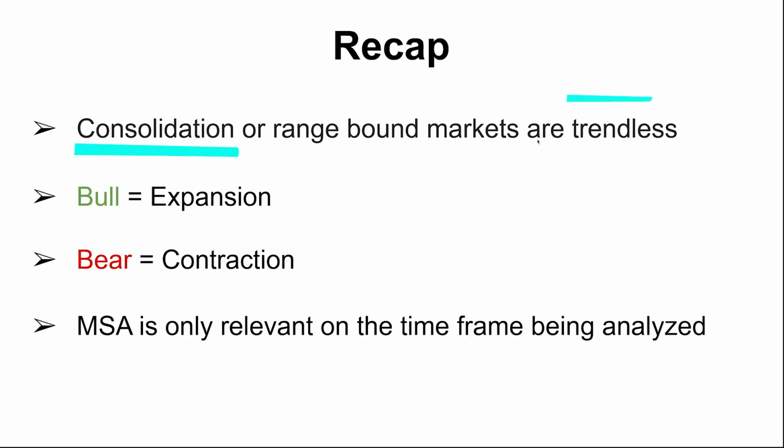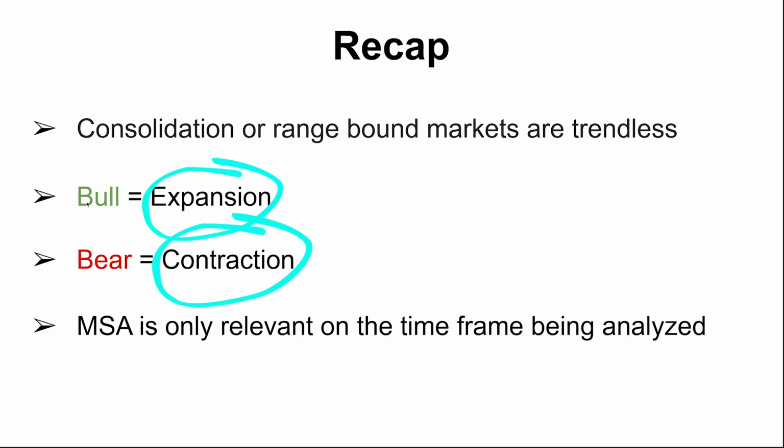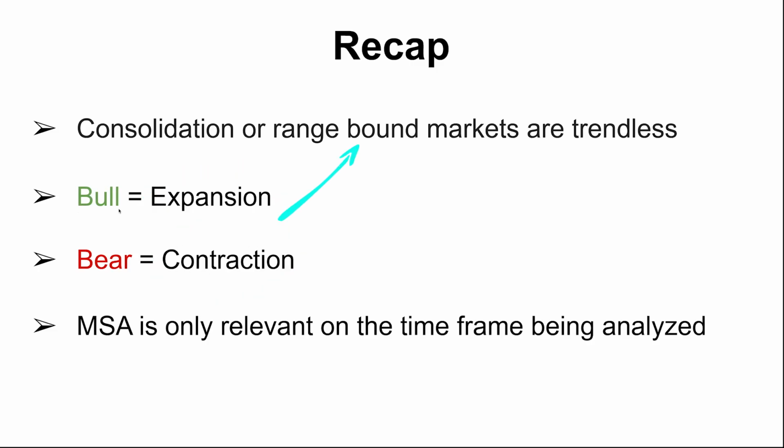So, consolidation or range-bound markets are trendless. We saw this in various examples with Ethereum and gold. What comes after a consolidation or range-bound market is an expansion or a contraction. An expansion is a bullish market structure where we have a break to the upside, creating higher lows and higher highs. A bearish break in a range or consolidation period is a contraction where we have lower highs and lower lows. We also know that this can be continuation and this can be continuation.